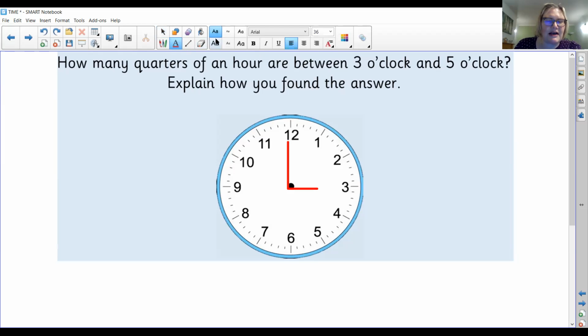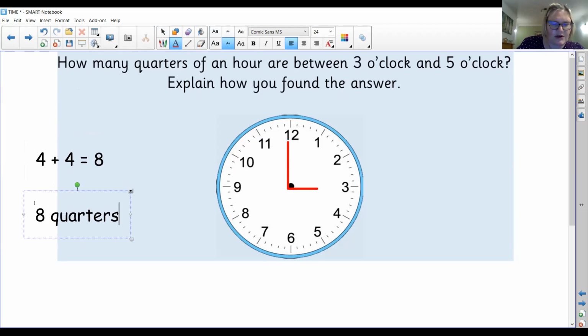So I think what I would have to do, have a think, how would you work it out? Pause the video, have a little chat. Yeah, I would do 4 add 4 equals 8. So I know that there are 8 quarters, right, in that amount of time. Well done.